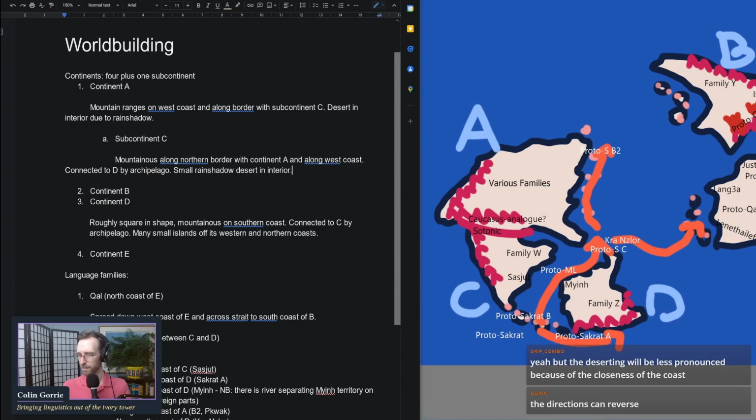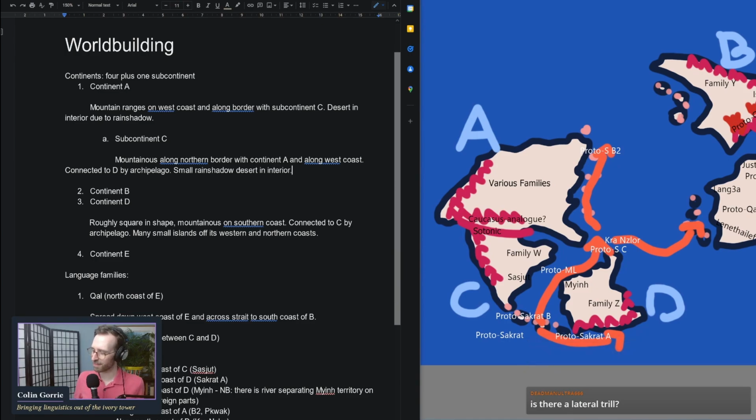Cool. If the south of D, okay, Jack, this is good stuff. If the south of D is close to the equator, then the interior of A would be 30 degrees north and be deserty.